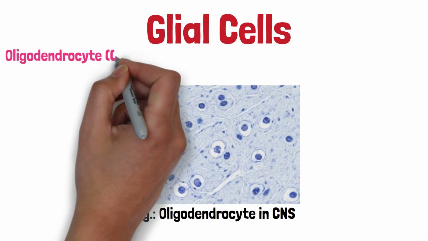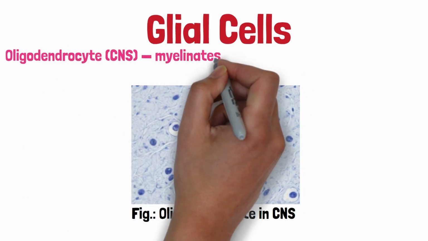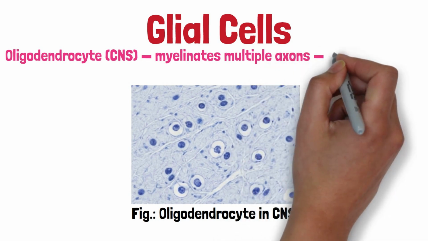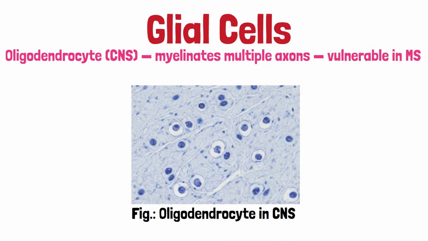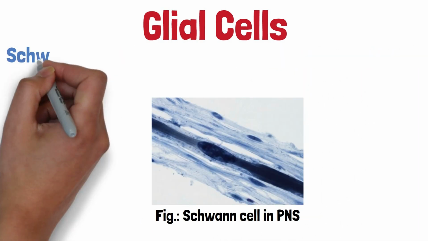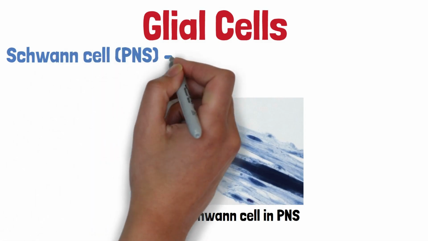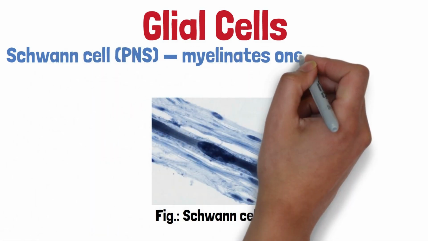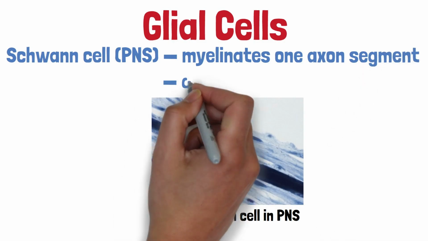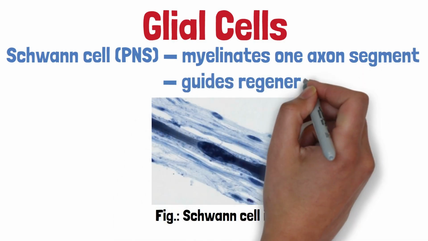Oligodendrocytes, also CNS, myelinate multiple axons at once, which is exactly why they're the target in multiple sclerosis. Schwann cells are the PNS equivalent, but each one only myelinates a single axon segment, and they also guide regeneration after nerve injury.